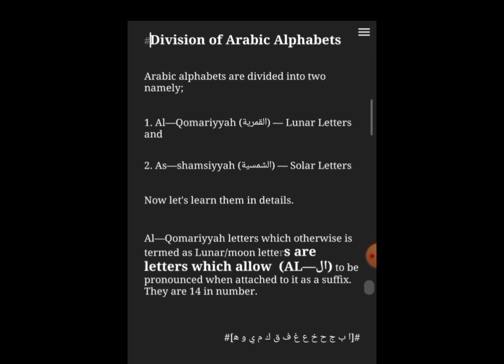Al-Qamariyya letters with respect to al is such that when al is added, it allows you to pronounce the lam, al. The Shamsiyya will not allow you to pronounce the al. It will not pronounce the lam. Now these letters, let's look at them: Alif, Ba, Jim, Ha, Kha, Ain, Ghain, Fa, Qaf, Kaf, Mim, Ya, Waw, and Ha. These are the 14 Al-Qamariyya letters.